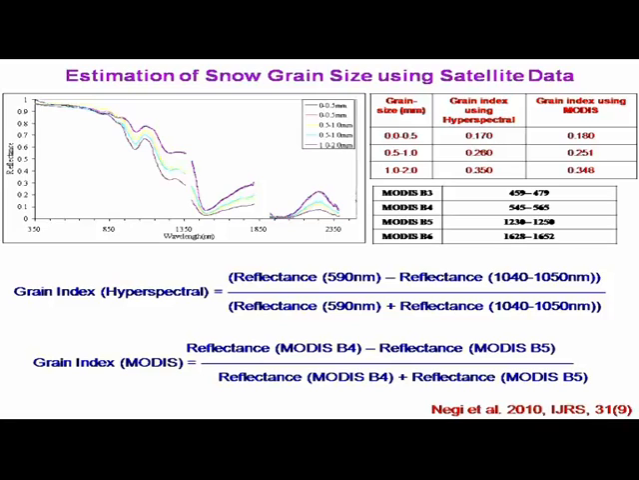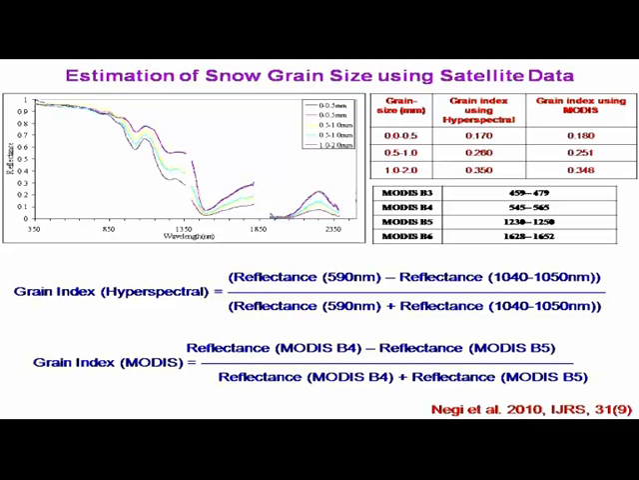There is one more index that we have developed, that's for the snow grain size, and it is based again on the wavelength region 1040 to 1050 nanometer, where the band is more sensitive for the grain size, and the least sensitive band is 590 nanometer. Based on that, this grain index has been generated using the hyperspectral data.